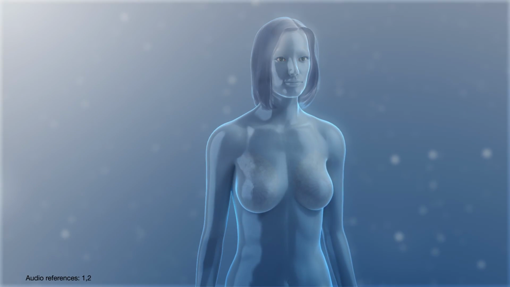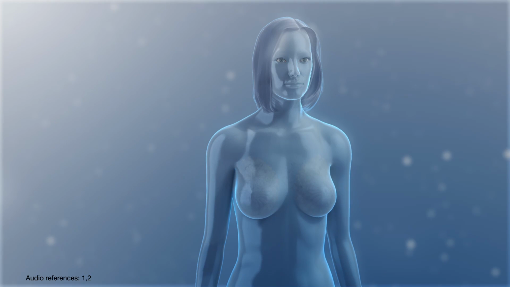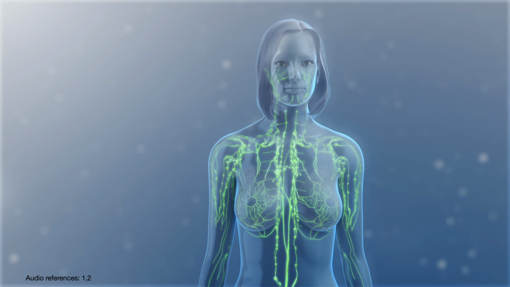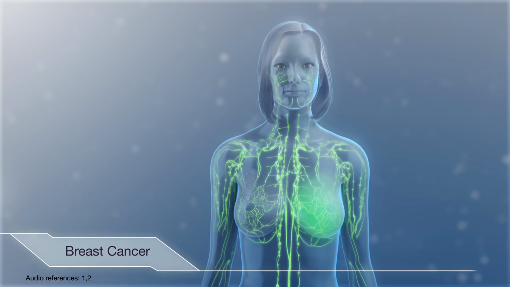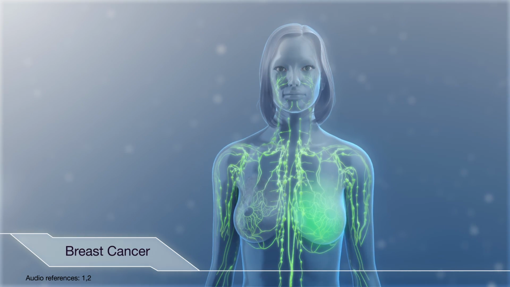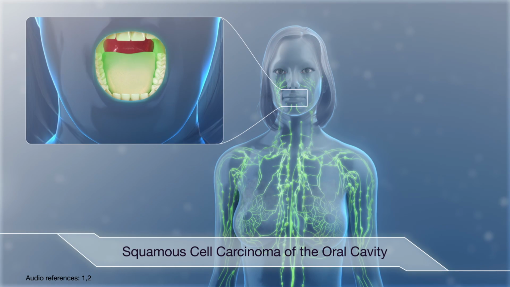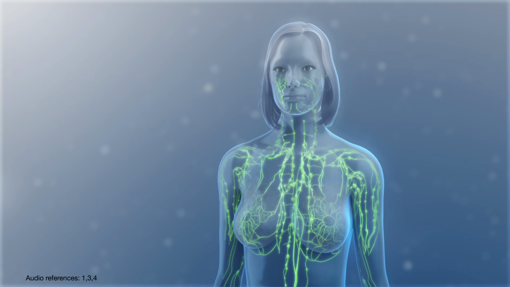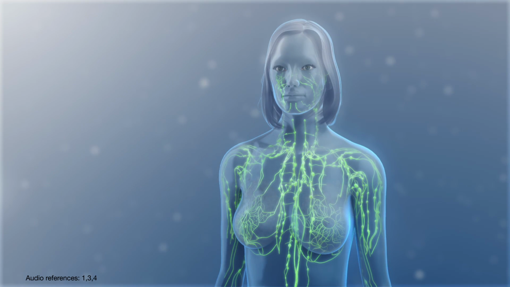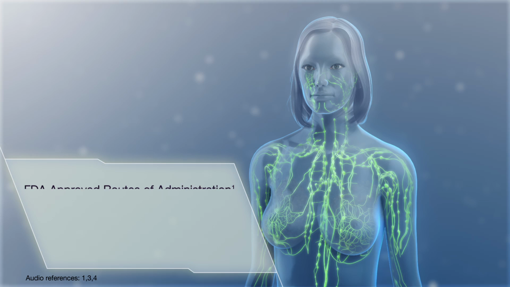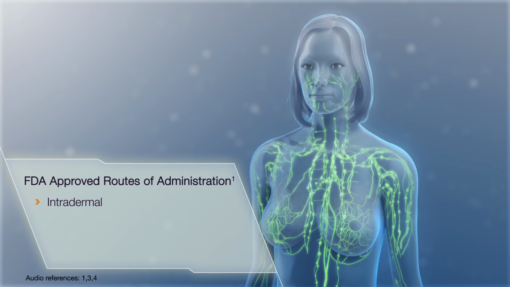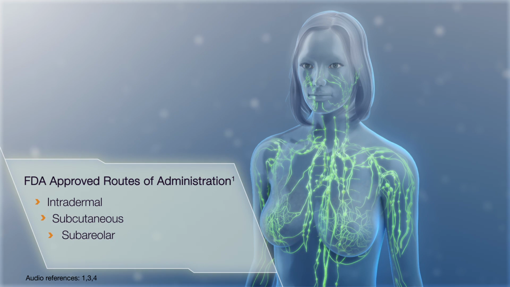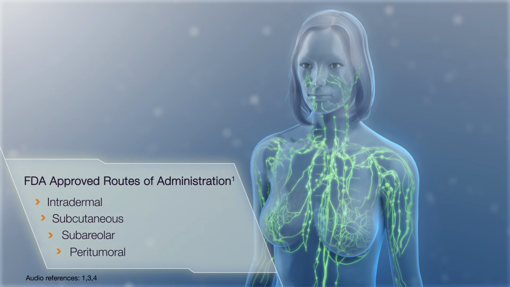Lymphoseek is a radiopharmaceutical agent specifically engineered to exhibit properties that enhance lymphatic mapping for sentinel lymph node detection in clinically node-negative breast cancer, melanoma, and squamous cell carcinoma of the oral cavity. Lymphoseek differs from other FDA-approved radiopharmaceuticals and dyes for lymphatic mapping, as it is approved for intradermal route of administration in addition to subcutaneous, subareolar, and peritumoral routes.